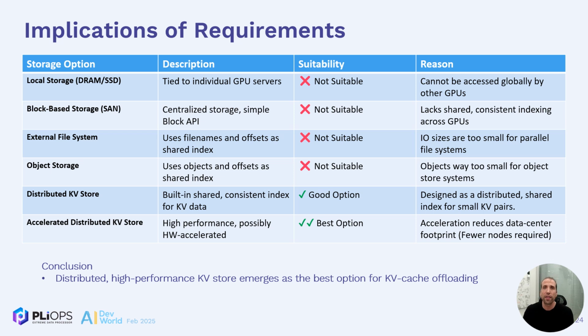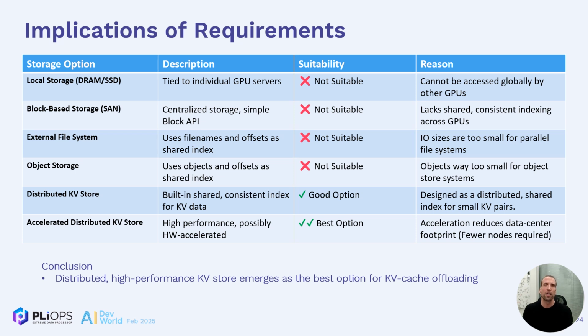Now that we understand the key requirements for KV cache offloading, let's evaluate different storage options that we all know and see which best meets our needs. So let's go through the options. First is local storage, either DRAM-based or SSD-based. It is clearly not suitable because it's tied to a single GPU server and cannot be accessed globally. It violates the first requirement that we have, data sharing.